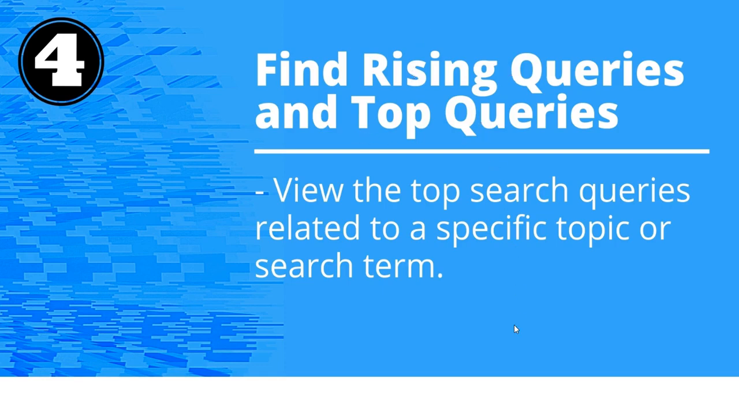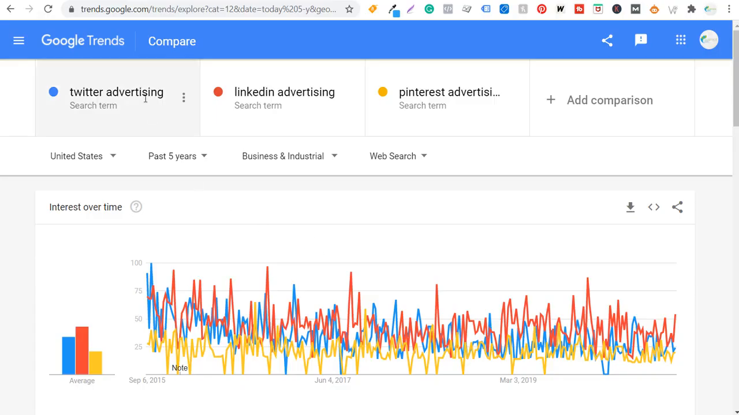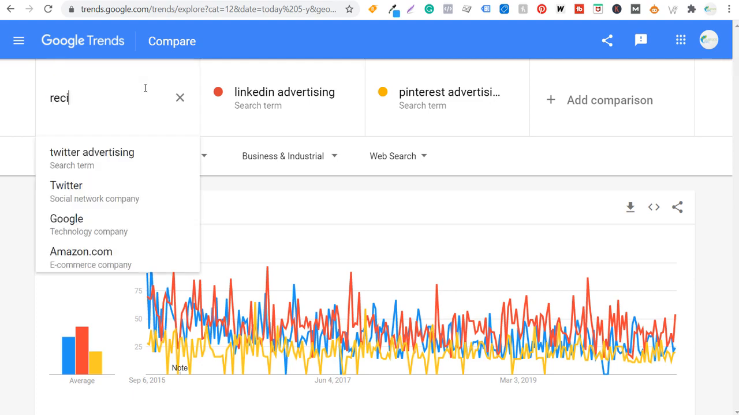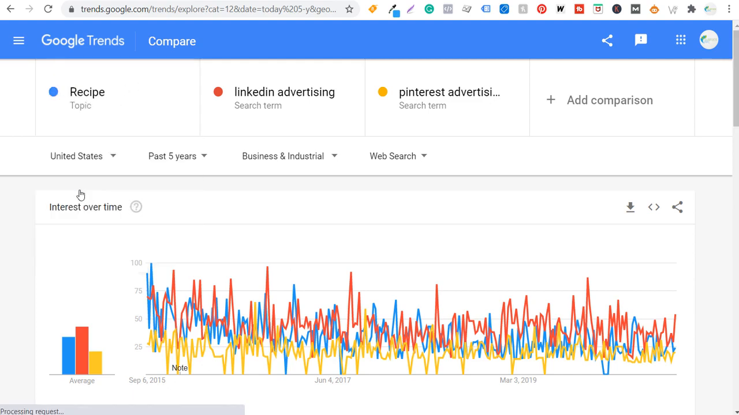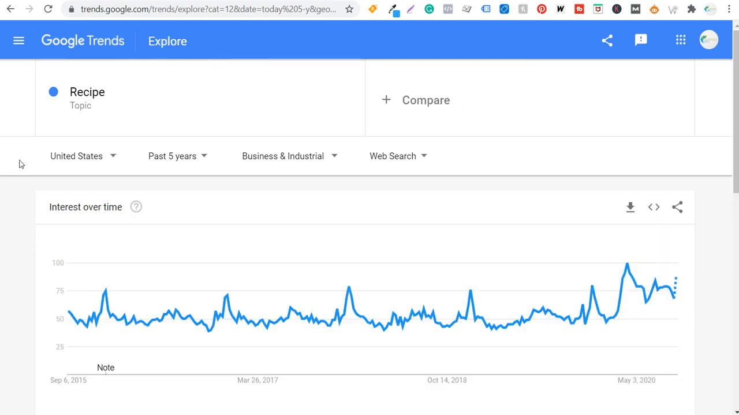So we're going to come back over and we're going to go on to number 4, find rising queries and top queries. So I've kind of gone over this already, but let's just show something different and maybe we'll do something like recipes. So we'll take recipes and we'll do the topic and then we'll remove these other 2. Okay, so now we're looking at recipe, the topic, interest over time. You can see it's peaked also. So this peaked, looks like April 2020.